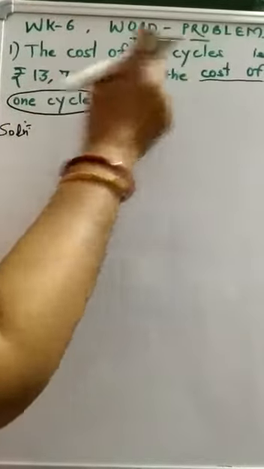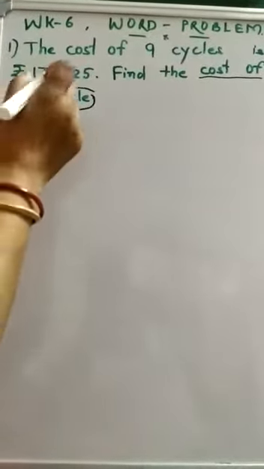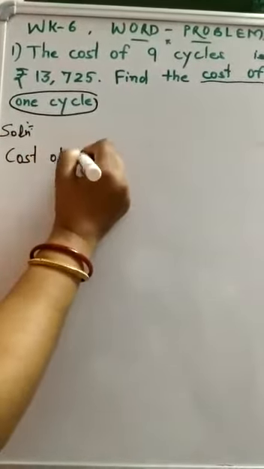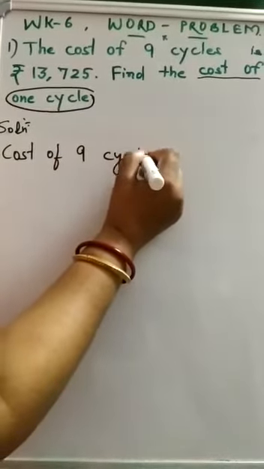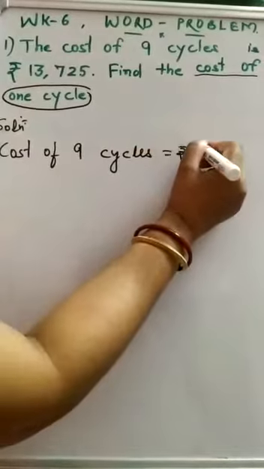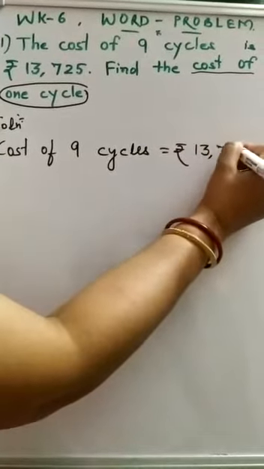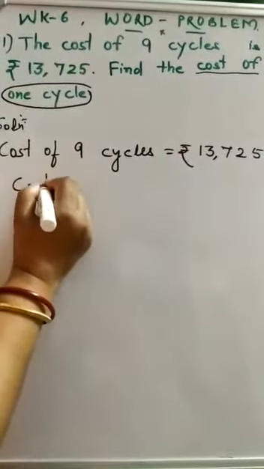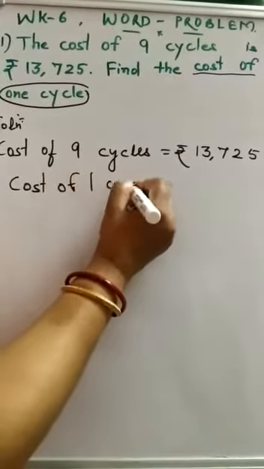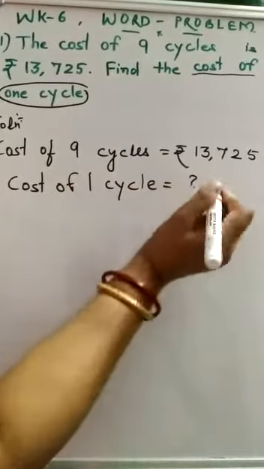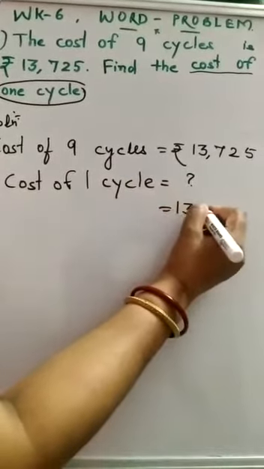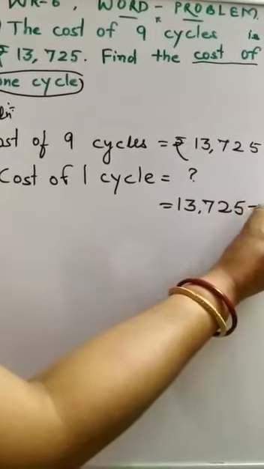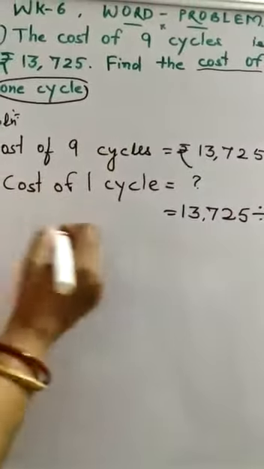The cost of 9 cycles is rupees 13,725. Find the cost of one cycle. So the cost of one cycle is what? Here we will divide the cost of 9 cycles, 13,725, by 9. Now we will do division.